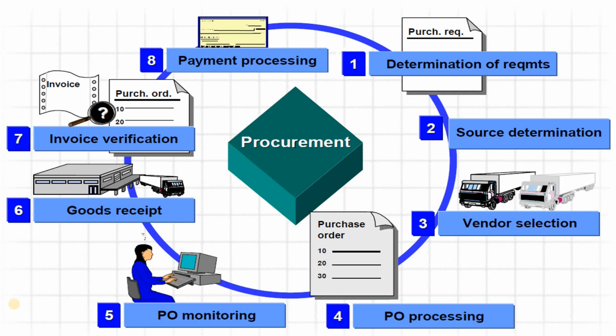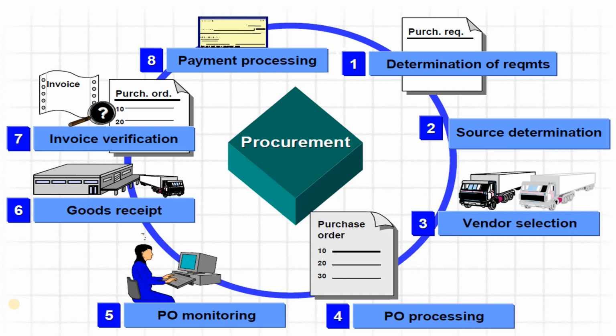So this is nothing but what is called a goods receipt, sometimes called GR. In GR we are going to enter the quantities, material, etc. Basically, goods movement will happen here.